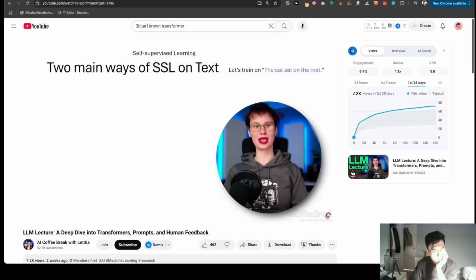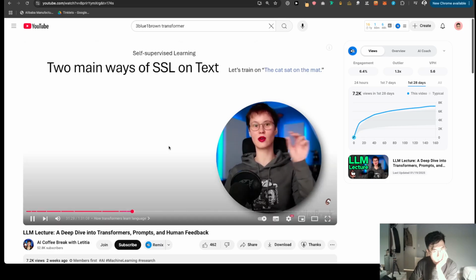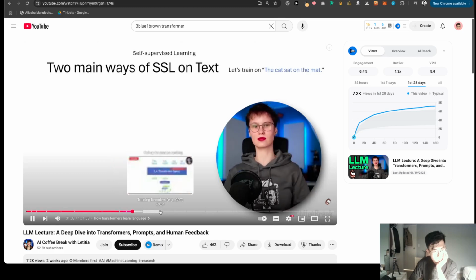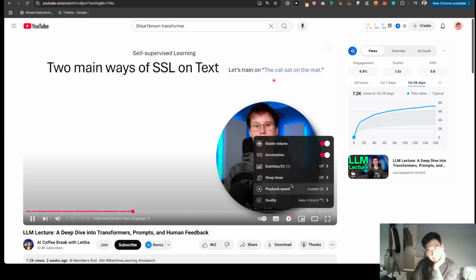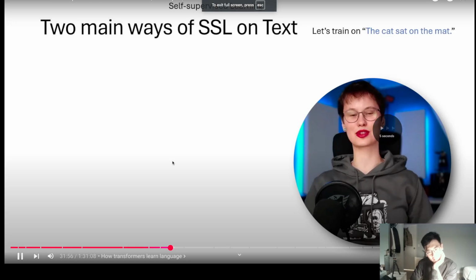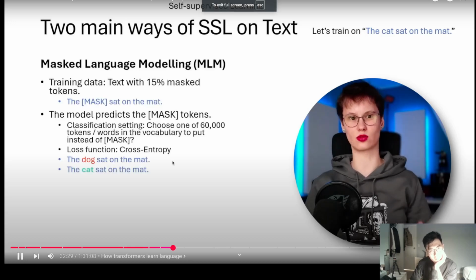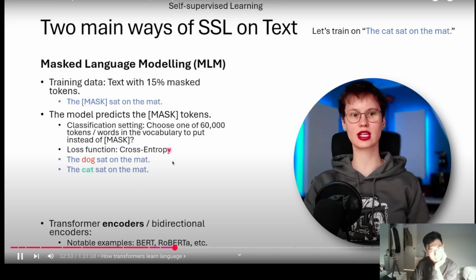So let's talk about the two main ways of doing self-supervised learning on text. Self-supervision means that we don't have humans annotate our data. We don't have, for example, labels. We don't say this sentence is positive or this sentence has a negative sentiment. We just have text lying around, and we use the data itself as labels to learn something from the data. Models that predict one of, let's say, 60,000 tokens or words in our vocabulary, penalized in such a masked language modeling fashion, are usually called transformer encoders, or actually encoders, for a reason we'll see later.